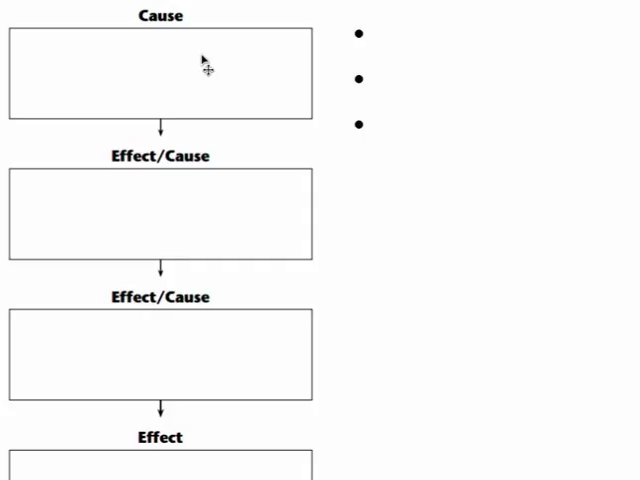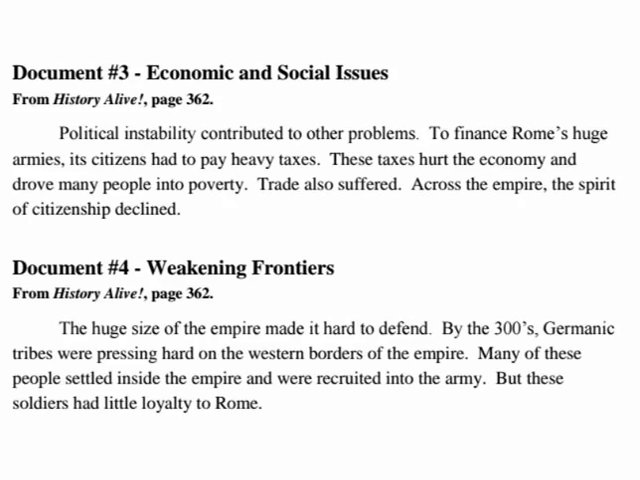If I write my sentence about a cause and I find that I have some extra information, or I have a quote that I really want to remember, I might jot that over to the side in my notes. So I want to show you one more example before you get started. And I'm going to use two of the documents from the collapse of the Roman Empire, sources that we explored yesterday. So document 3 was about economic and social issues.